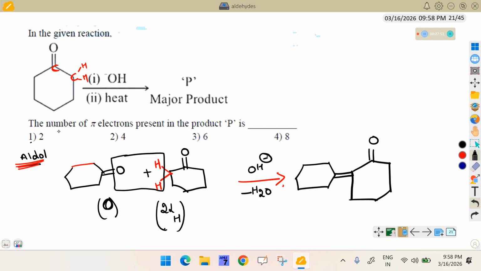So the question is the number of pi electrons. How many pi bonds? 2 pi bonds are present. How many pi electrons? 2 pi bonds, 4 pi electrons. So second option is correct option.